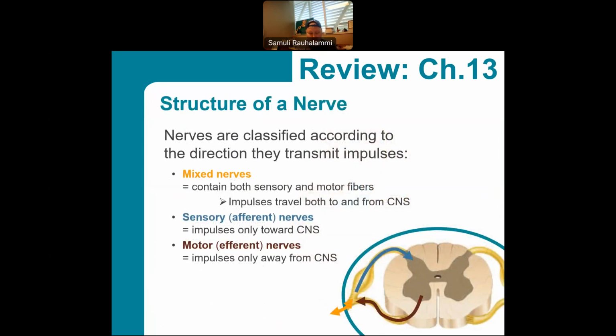I think I already quickly pointed to this, but I want to look back to it. When we're looking at the nerves, we can also classify them based on the direction in which the signals are traveling. We do have some mixed nerves, where they're carrying messages in both directions, both to the central nervous system and away from the central nervous system. But once we get close to the spinal cord, these mixed nerves separate into afferent and efferent nerves. Afferent nerves are our sensory nerves, carrying impulses only towards the central nervous system, whereas efferent motor nerves carry impulses away from the central nervous system to the body peripheries.